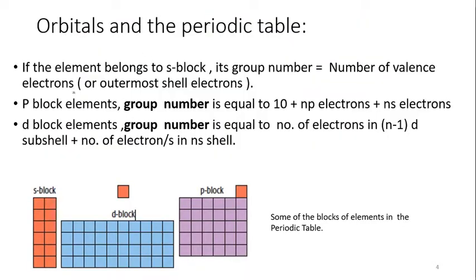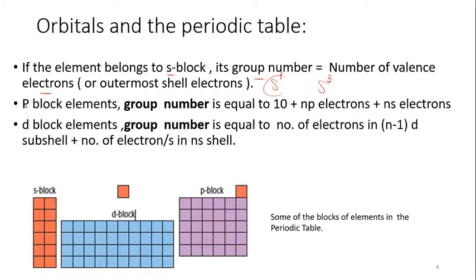Here you can see that the rule states that if the element belongs to the s block elements, its group number will be the number of the valence electrons. So if I have s to the power 1, it will belong to group 1. But if I have s to the power 2, this means it will belong to group number 2.